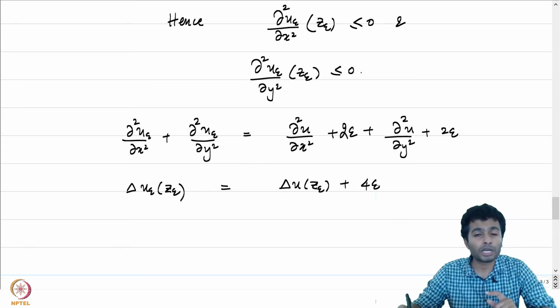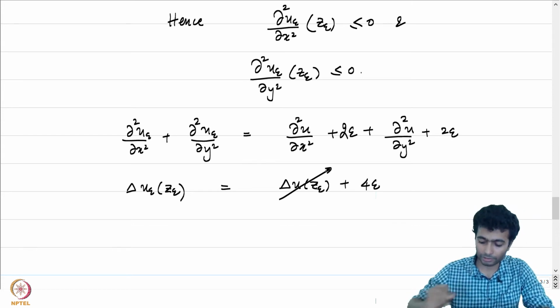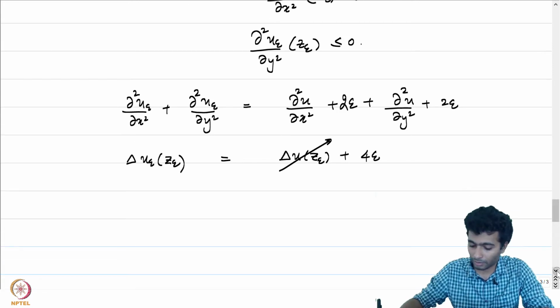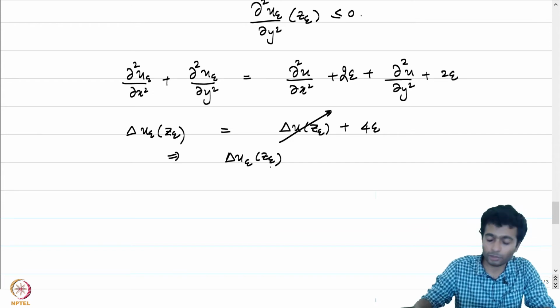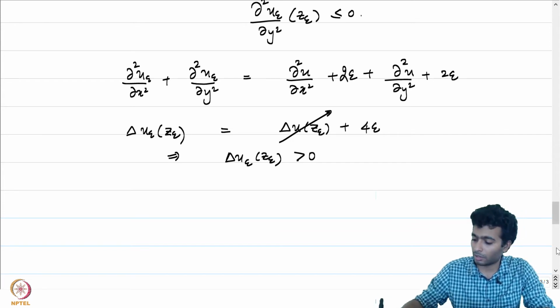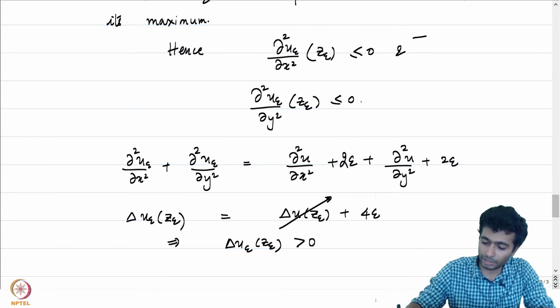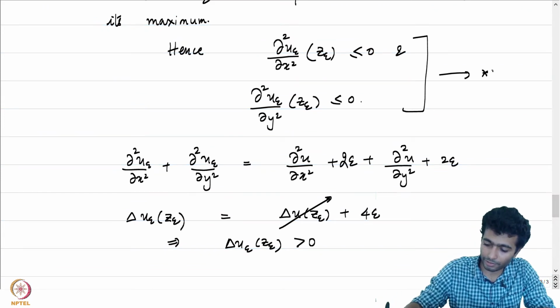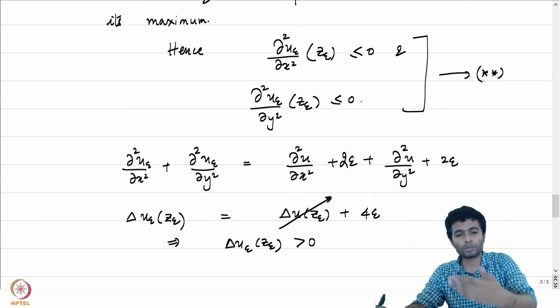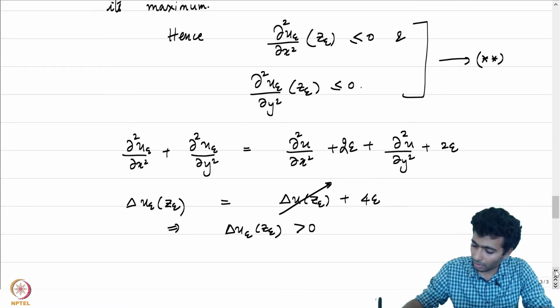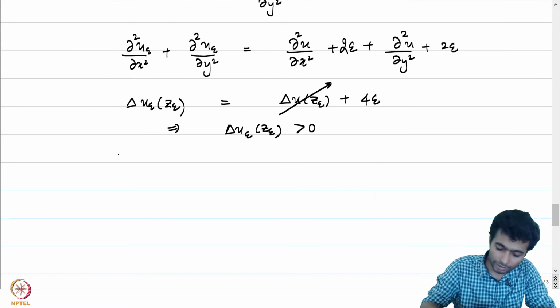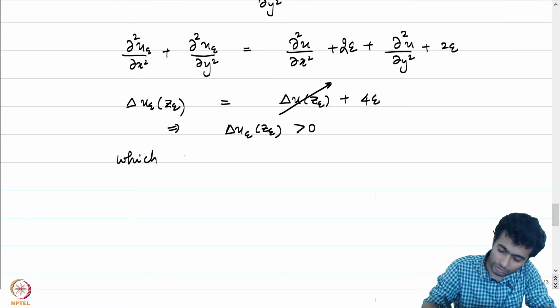But we know that u is a harmonic function. That was the assumption to begin with. So this is going to be equal to 0. And this tells us that the Laplacian of u epsilon at z epsilon is 4 epsilon, which is greater than 0. But this contradicts this particular observation, because both these are less than or equal to 0. How can the sum be greater than 0? So we have come to a contradiction, which contradicts star star.